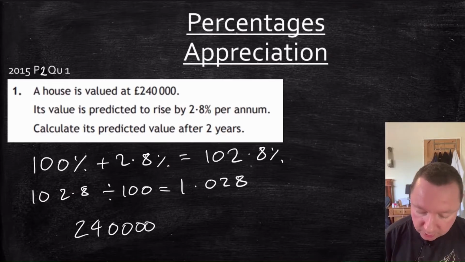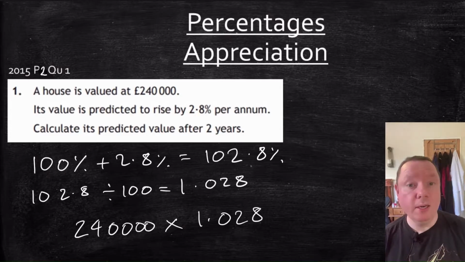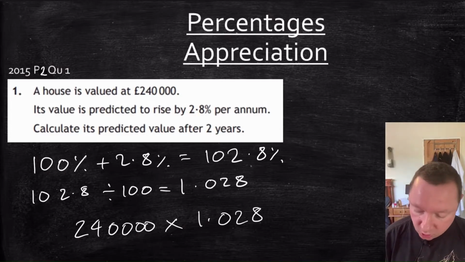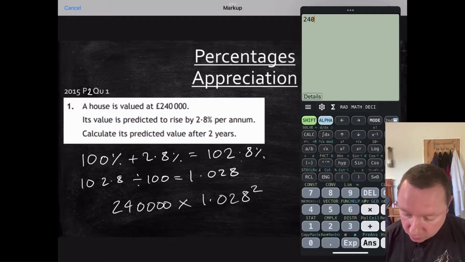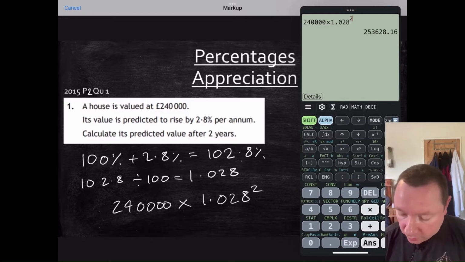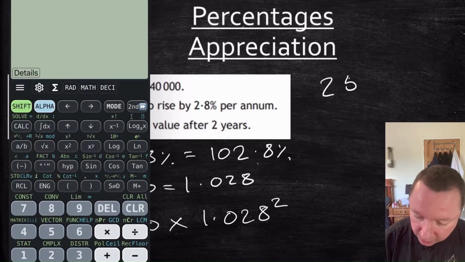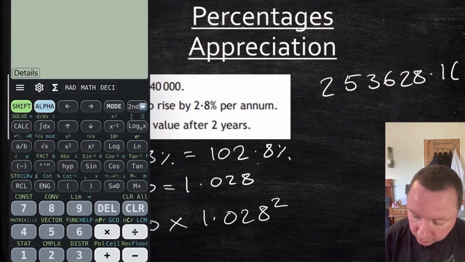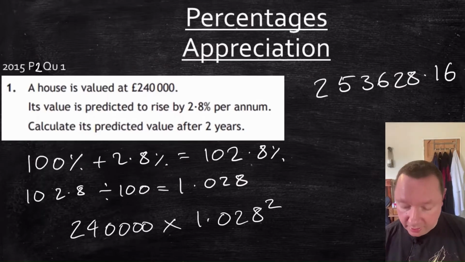Now what I'm going to do is take my £240,000 times my multiplier, to the power of however many years of a time frame, so in this case 2. So 240,000 times 1.028 to the power of 2. And I get 253628.16. Last thing, don't forget your pound sign.